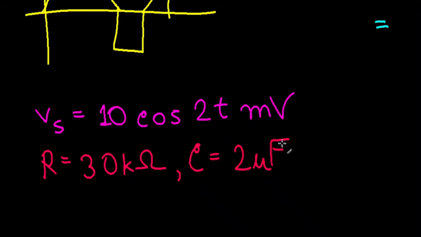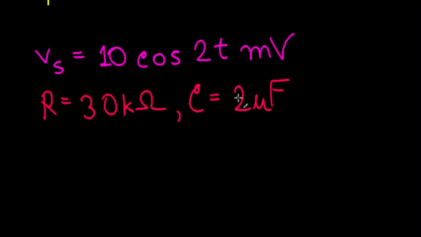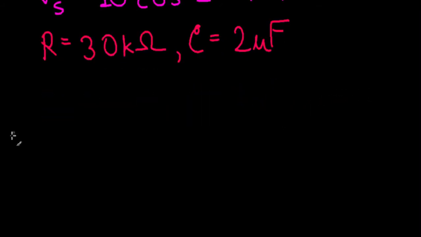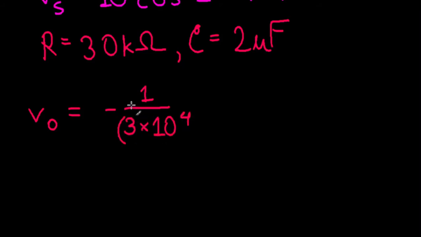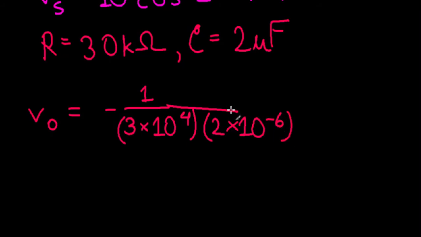So what we need to do again is just find the output voltage function. This is going to equal negative 1 by R into C. I'll just substitute in the values. So 1 by R into C: 30 times 10 to the 3, anyways, 3 times 10 to the 4, times 2 times 10 to the minus 6.